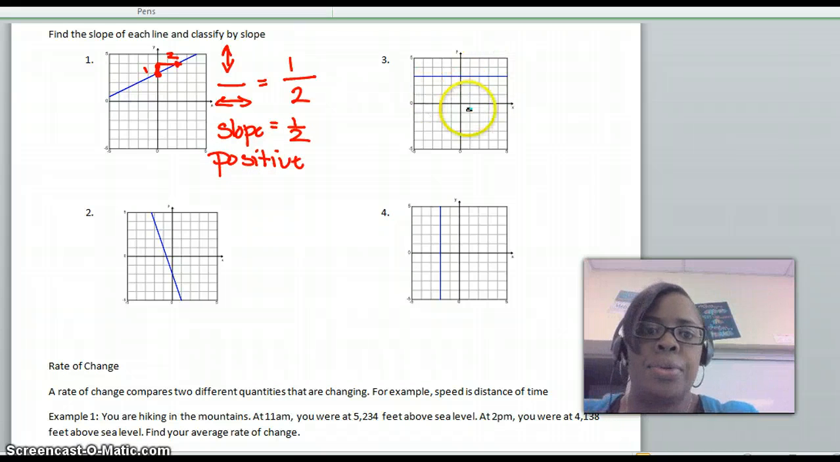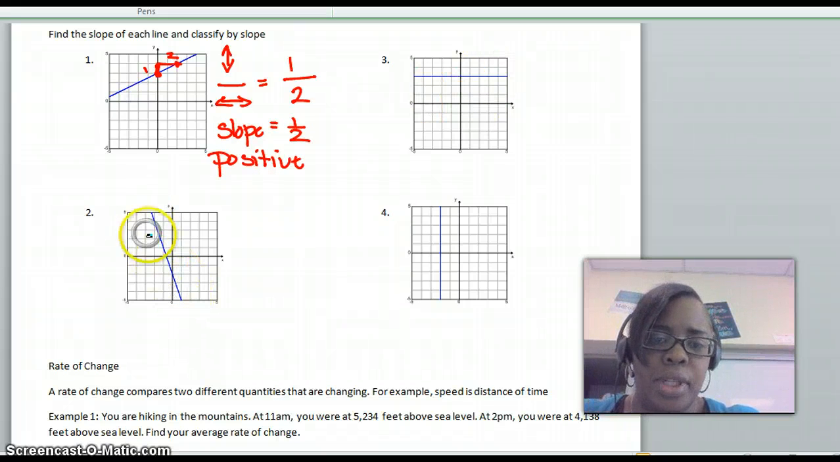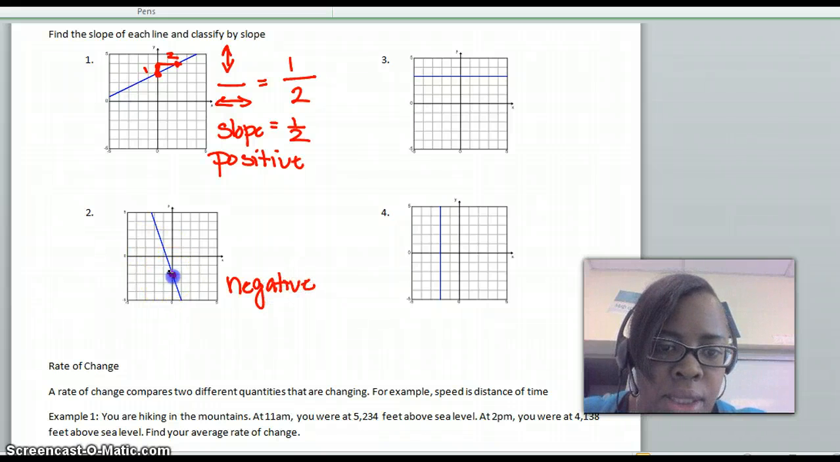Looking at number 2, which is down here, I can already tell it's negative. It's going to be a negative slope because it's going down from left to right. So I'm going to go ahead and classify now. And then I'm going to pick my 2 points. This looks like a good point to me, and this looks good to me.